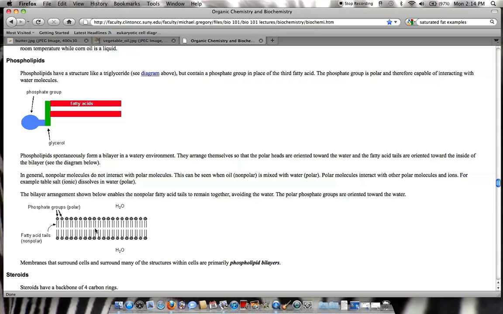Okay? So that's your little mini lecture on the fat molecule, the lipids.